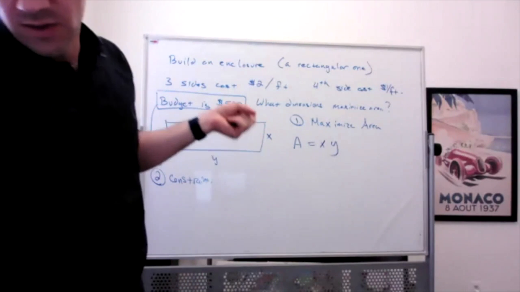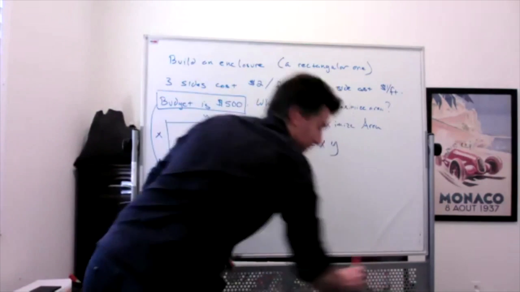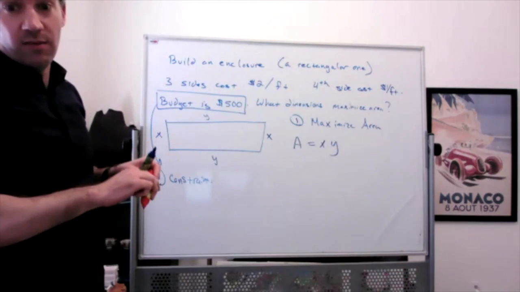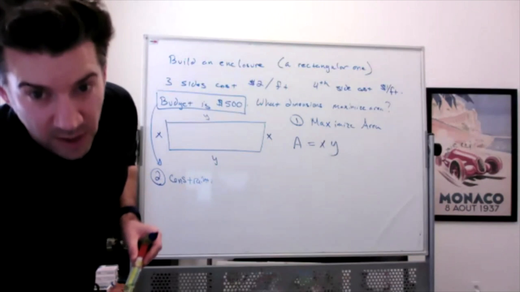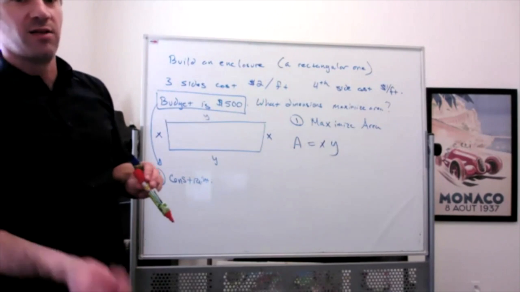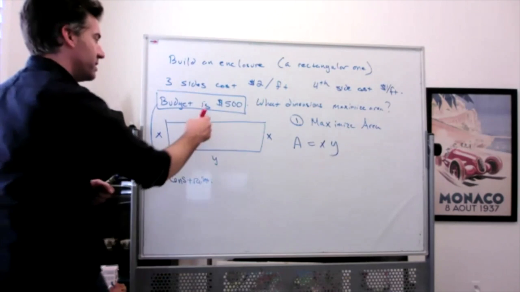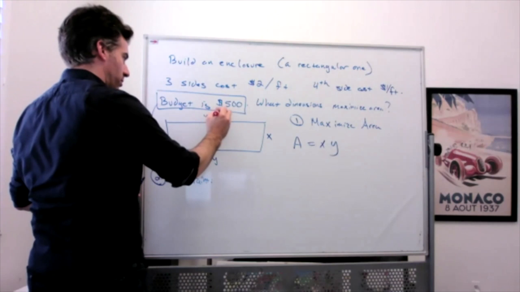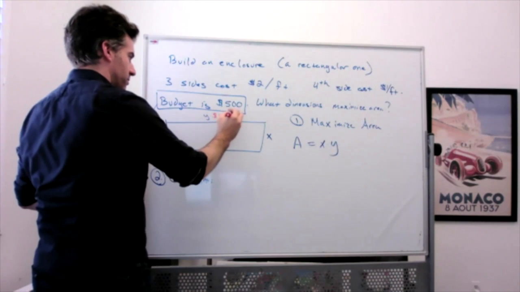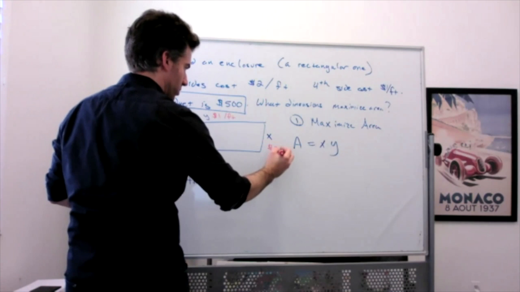I think, let me do it this way. Yeah, sure. The 4th side is $1 per foot. I know I wrote that a little bit sloppily there. So let's say that this is the side that's $1 per foot, and the other 3 sides are the sides that are $2 per foot.